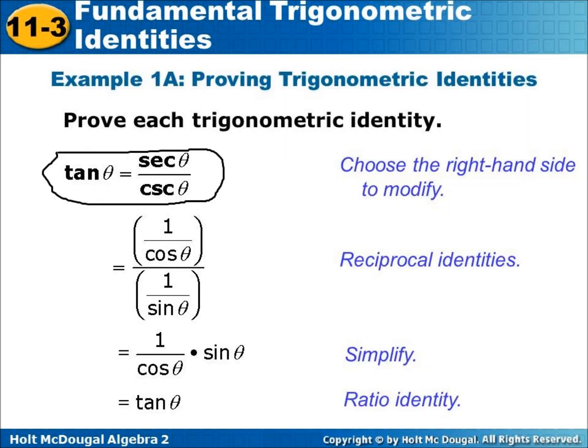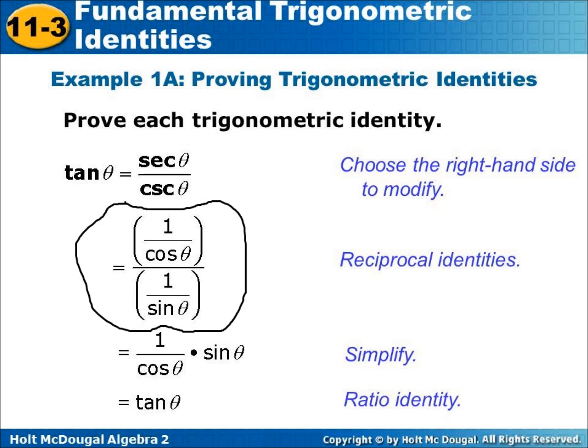Prove each trigonometric identity. We want to prove that tangent of theta is equal to secant over cosecant by transforming secant over cosecant into tangent theta. I recommend duplicating this video onto another window so you can refer to the trigonometric identities there.